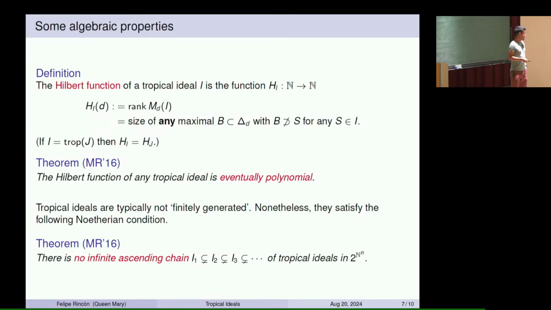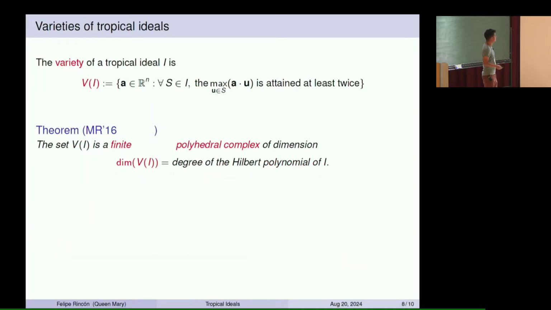Something else you can prove is that these ideals are really not finitely generated, and I'll say more about this if I have time. But they still satisfy some kind of Noetherian condition, which is nice for geometric purposes, meaning that you cannot find an infinite ascending chain of tropical ideals if you fix the number of variables. So even though these are not finitely generated in any sense, you cannot continue growing an ideal and adding more subsets while still preserving this matroidal property. That's not possible. Okay, so these are some of the algebraic things you can prove with these objects.